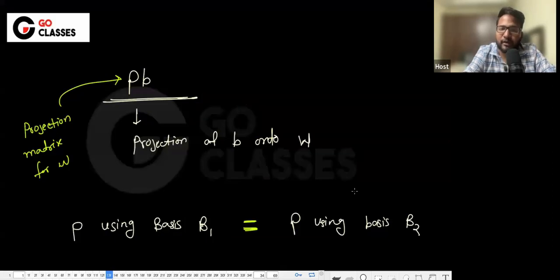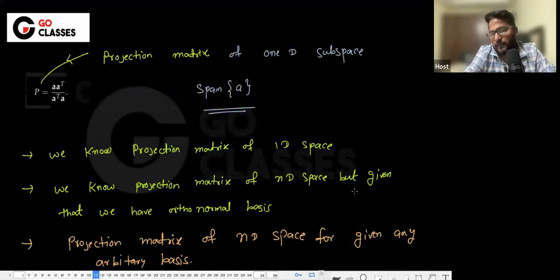Anyway, let's see some examples and then we will see the higher dimension. For the single dimension, I hope you got the projection matrix. It is basically A transpose upon A transpose A. Cool.